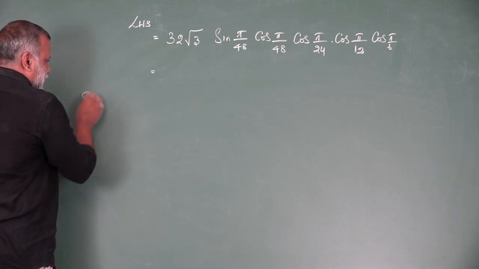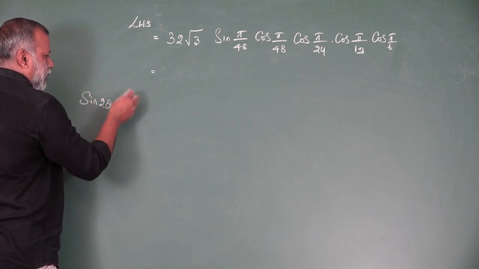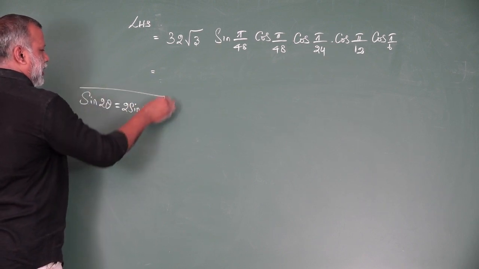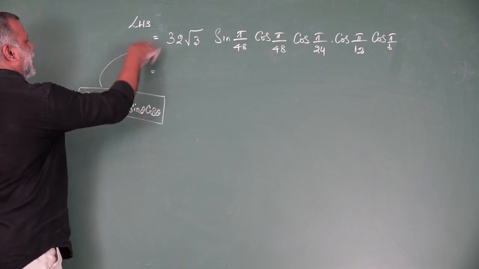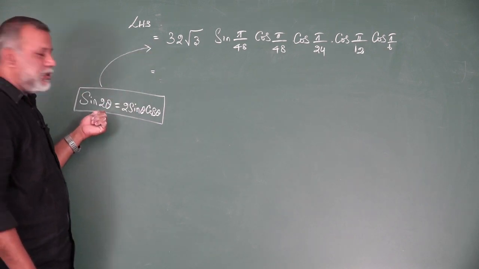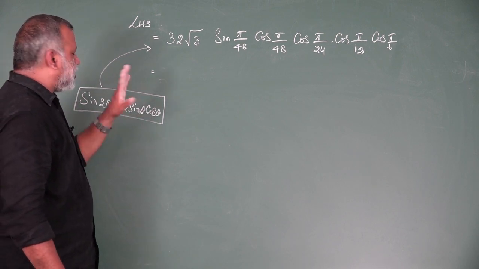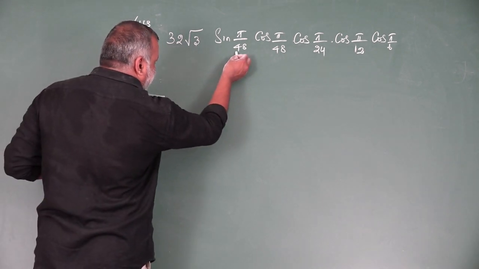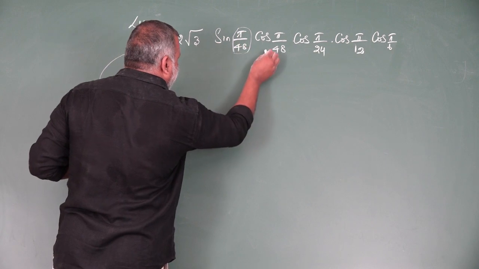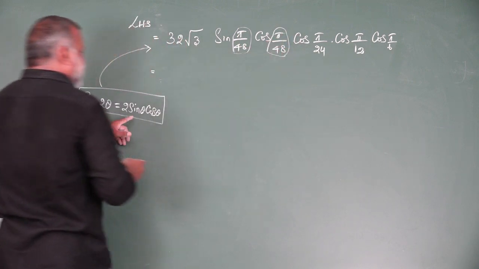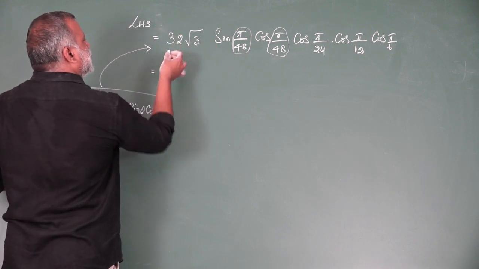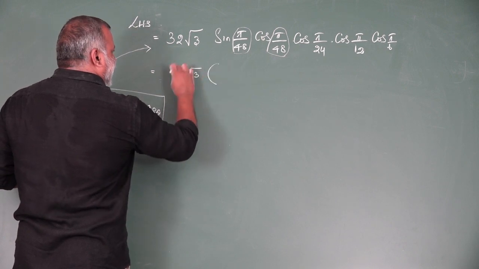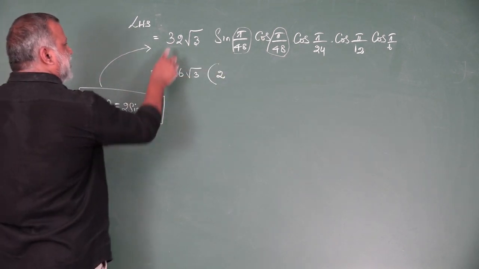See here, sin 2 theta is equal to 2 sin theta cos theta. This is the logic, this is the idea we are going to use here. Consider sin pi by 48 and cos pi by 48, with pi by 48 as theta. So we need a 2 here. So I can write this 32 as 16 root 3, and the remaining 2 I am taking from this 32.